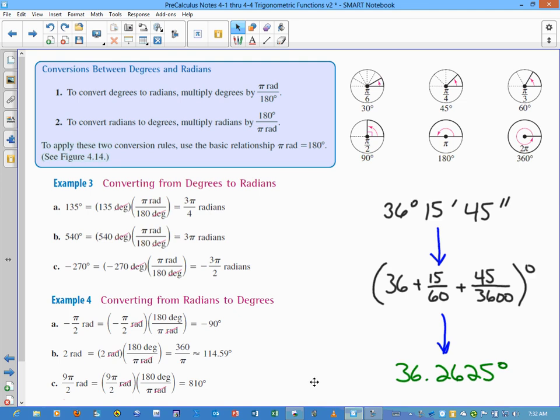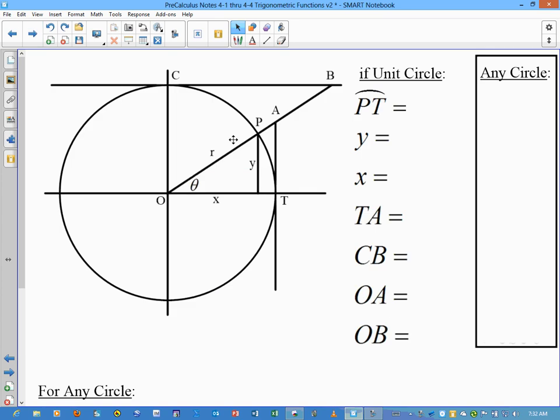Alright, so it's important to understand the difference between radians and degrees. We're going to be working mostly in radians. But now we can actually get into the trig functions and what they actually mean. So I want to introduce this diagram. This is a unit circle. We're going to start out with the idea of being a unit circle.